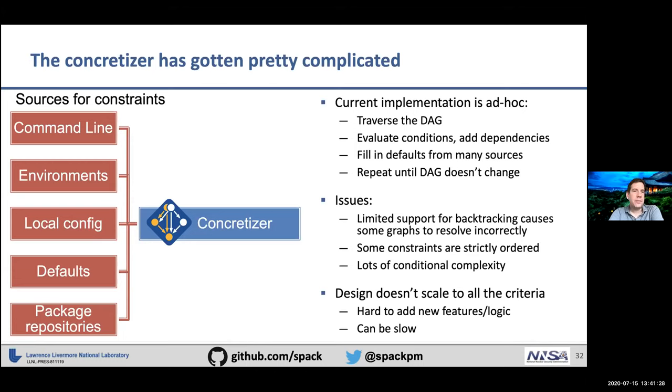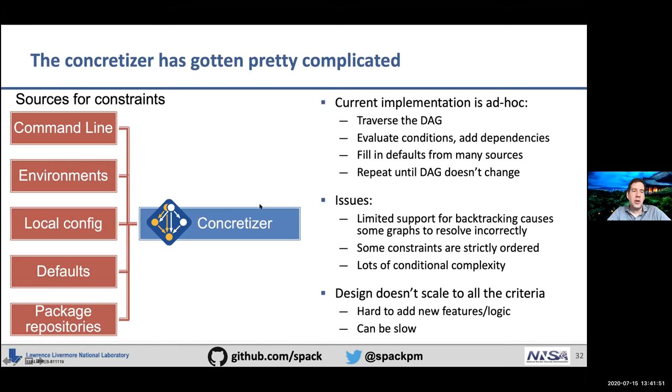And in Spack, this is pretty complicated. We have a lot of different places where we can pull build information from. We get it not just from the command line, not just from environments, but from local configuration, from Spack defaults, and from the package repositories themselves. There's information in all of these places that affects the defaults and the constraints on how we can build a particular package.